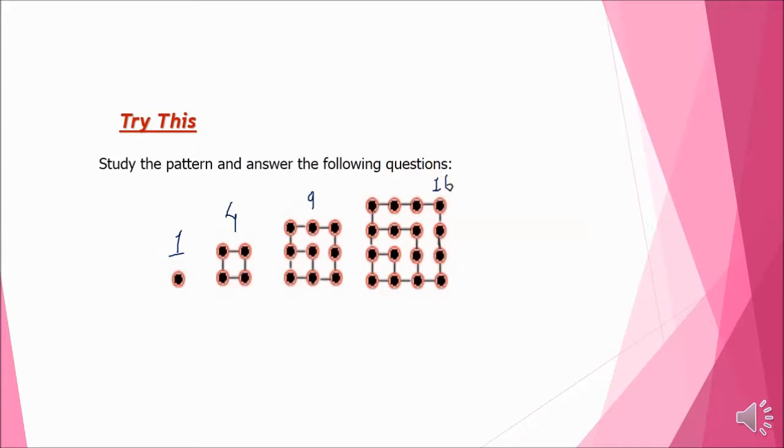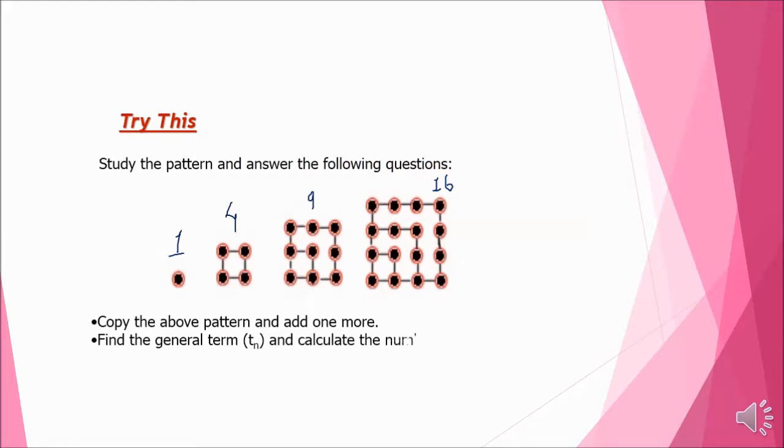Now you have to find the general term of this sequence of dots. The question asks you to copy this figure and add one more, and find the general term Tn and calculate the number of dots on the 17th figure. You can do this also. Now another question, try this.